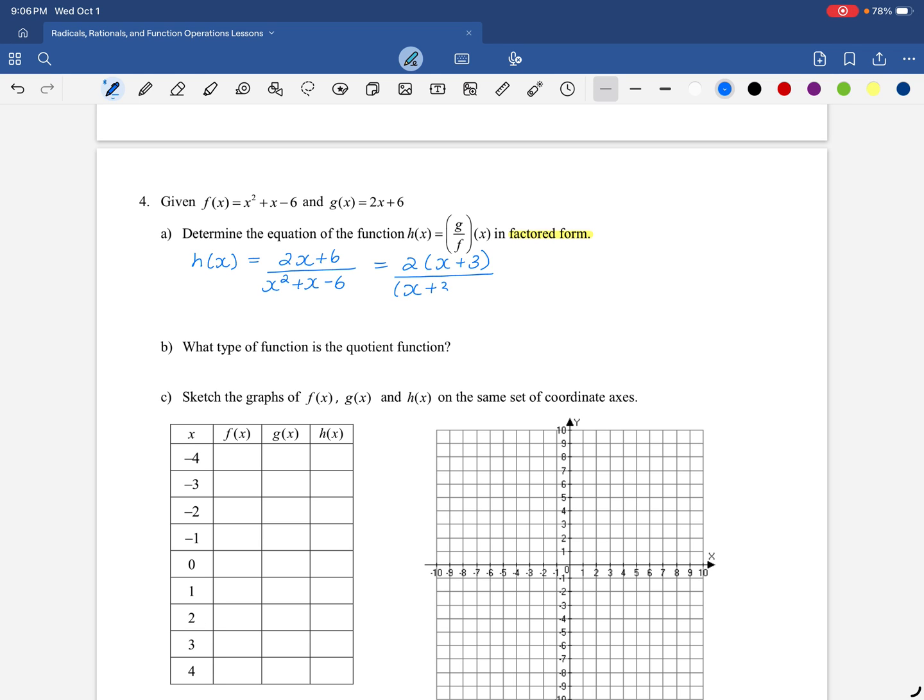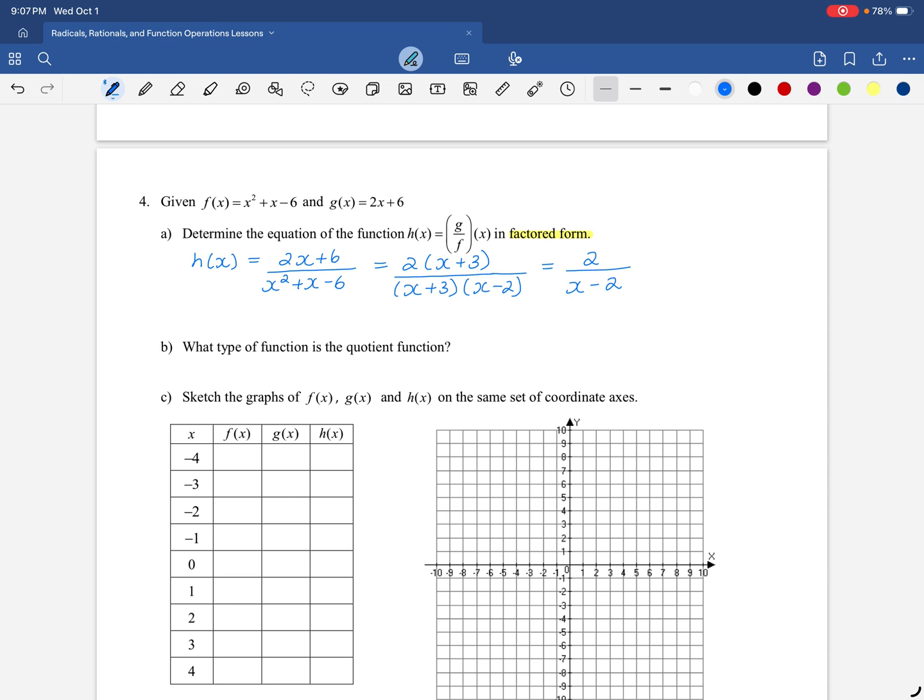So x plus 3, x minus 2. Okay, check for any common factors. Yep, I definitely have a common factor. My common factor is that x plus 3. Okay, so therefore I'm going to have a 2 over an x minus 2. That's the most simplified form of this function h.